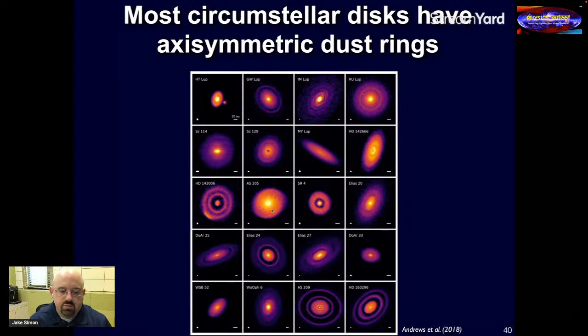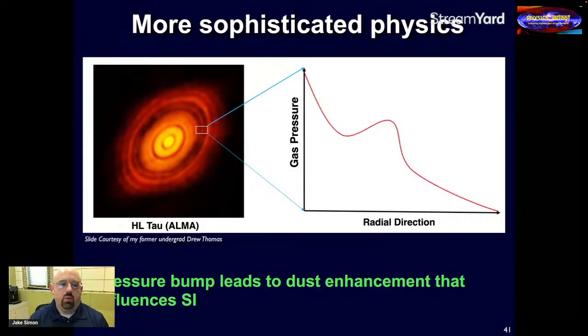Some, this disk it's not as easy to see, but there is some structure there. So you have different types of structure, like thin rings, thicker rings, some cases even more like spiral structures. But the point is, all of these circumstellar disks have axisymmetric dust rings or spirals of some kind. So why are we focusing on that?